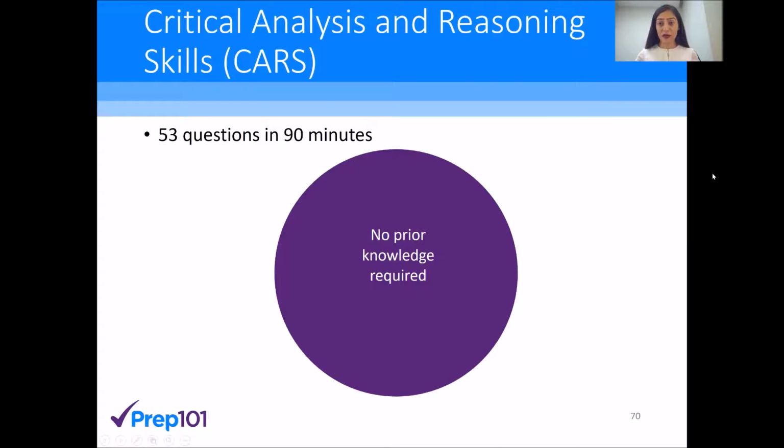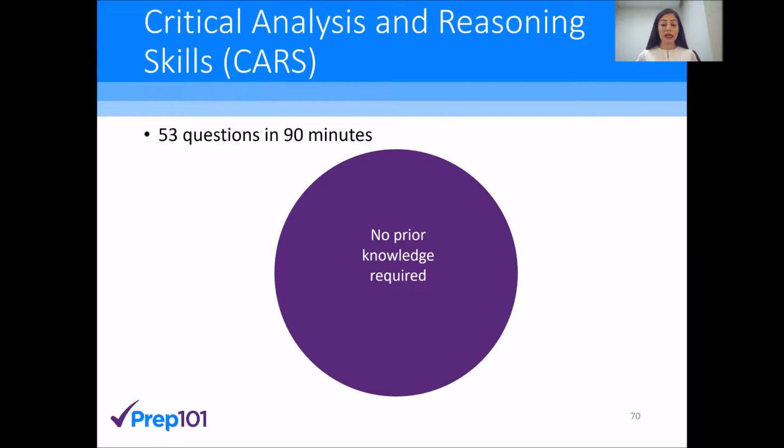Everyone in MCAT world, however, just calls it CARS. It's comprised of 53 questions, which you'll be tested over in a duration of 90 minutes. And the best thing about CARS is that you don't need any prior knowledge in order to do well on these questions. That means all that memorizing, all the mnemonics that you created for the previous science sections, you won't need to do in order to do well on this section, which is great. But it's not so easy.